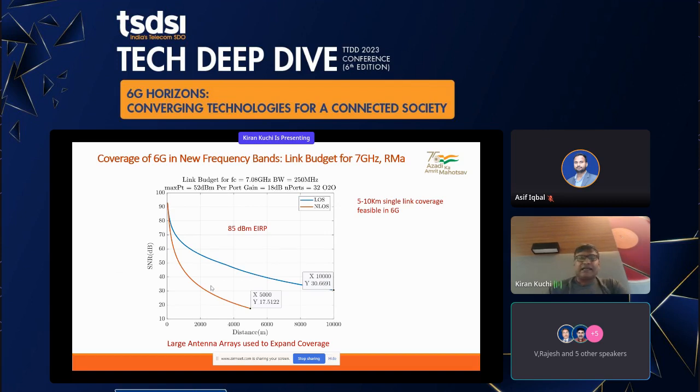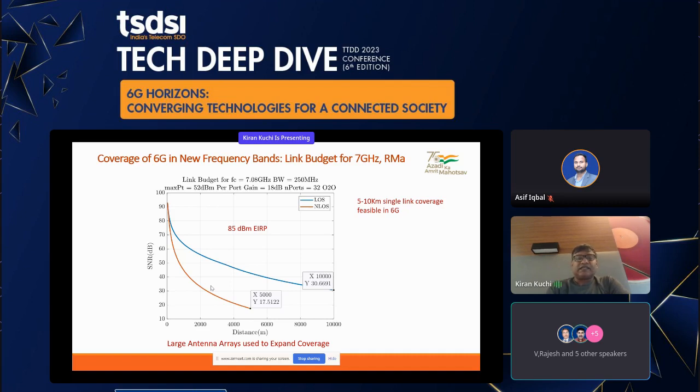I will spend a little time here on this particular research result. We have estimated the coverage of 6G in new frequency bands using extremely large antenna arrays in a typical rural setting. What is shown here is that at a distance of 10 kilometers, you can achieve a 30 dB signal to noise ratio in a line of sight situation, whereas in a non-line of sight situation, at a distance of 5 kilometers from the cell site, you can achieve 17 to 18 dB signal to noise ratio with a bandwidth of 250 megahertz at a center frequency of 7 gigahertz, the so-called 7 to 8 gigahertz band.